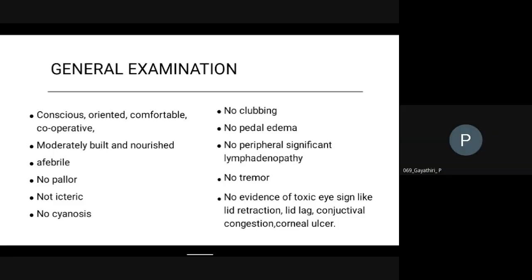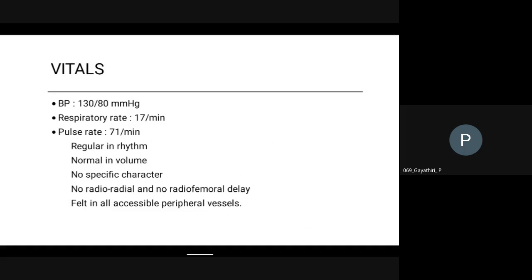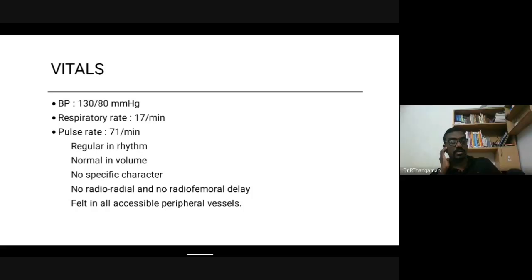Okay, sir. Next. Vitals. Blood pressure 130/80 millimeter of mercury. Respiratory rate is 17 breaths per minute. Pulse rate 70 per minute, regular in rhythm, normal in volume, no specific character, no radioradial delay and no radiofemoral delay, felt in all accessible peripheral vessels.